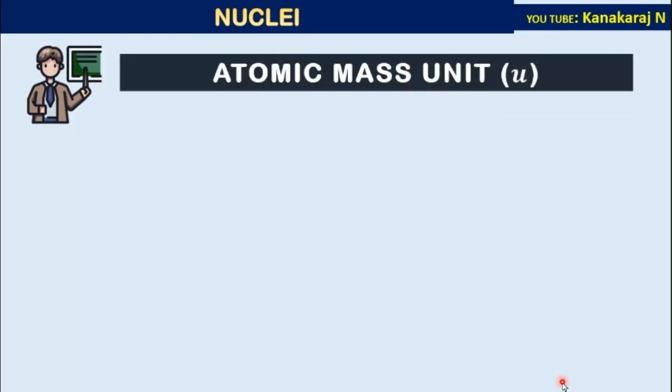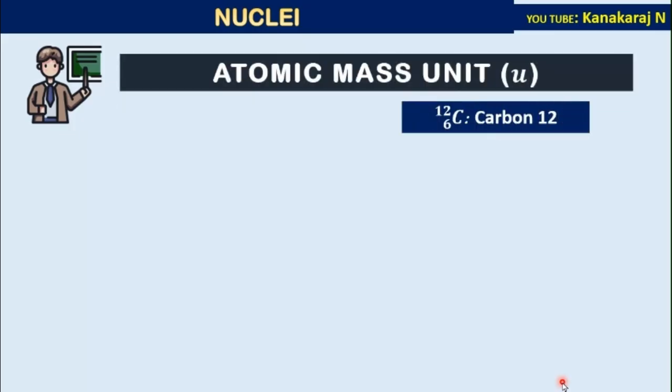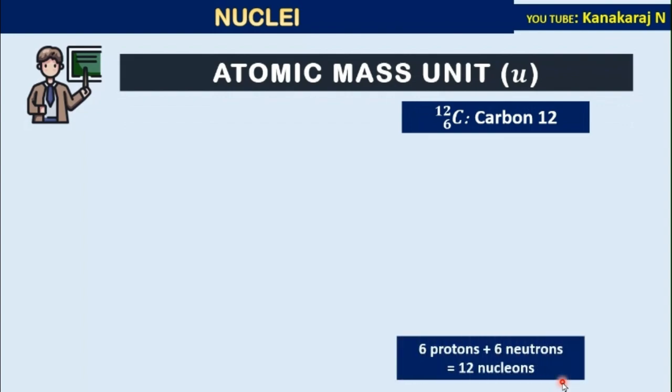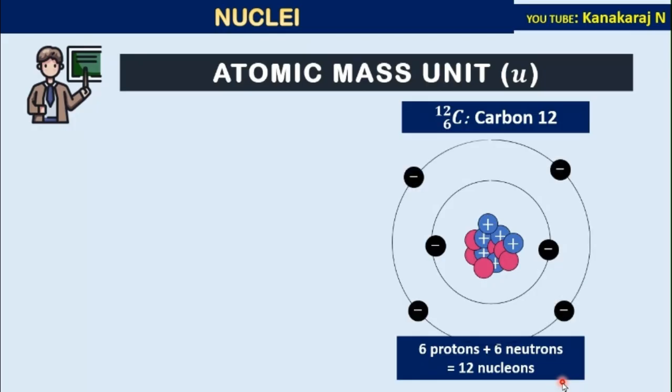Atomic mass unit. Let's go with carbon-12, which contains 6 protons and 6 neutrons. Together, there are 12 nucleons. In the first orbit, there are 2 electrons, and in the second orbit, there are 4 electrons. Together, there are 6 electrons.